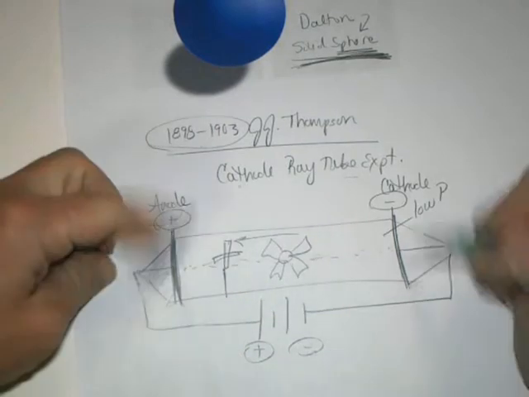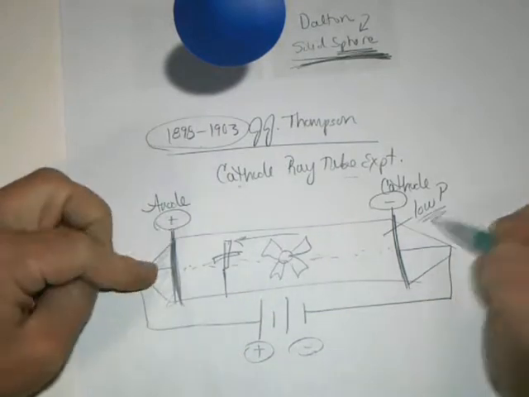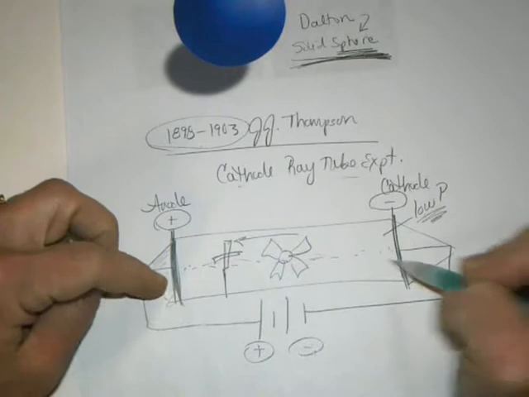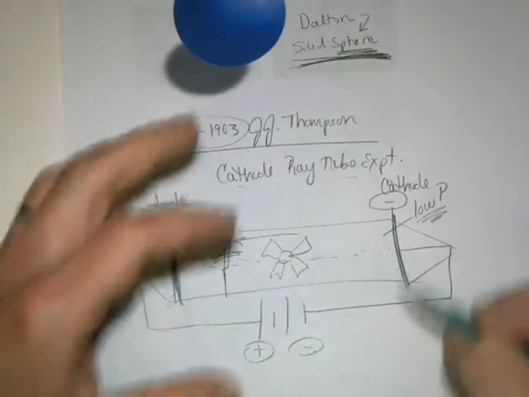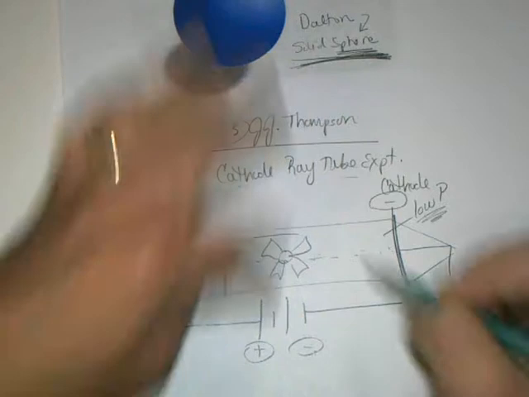No matter what metal they tried, no matter what gas they put inside the cathode, they got the ray every time. They knew they were charged from the magnet exposure.